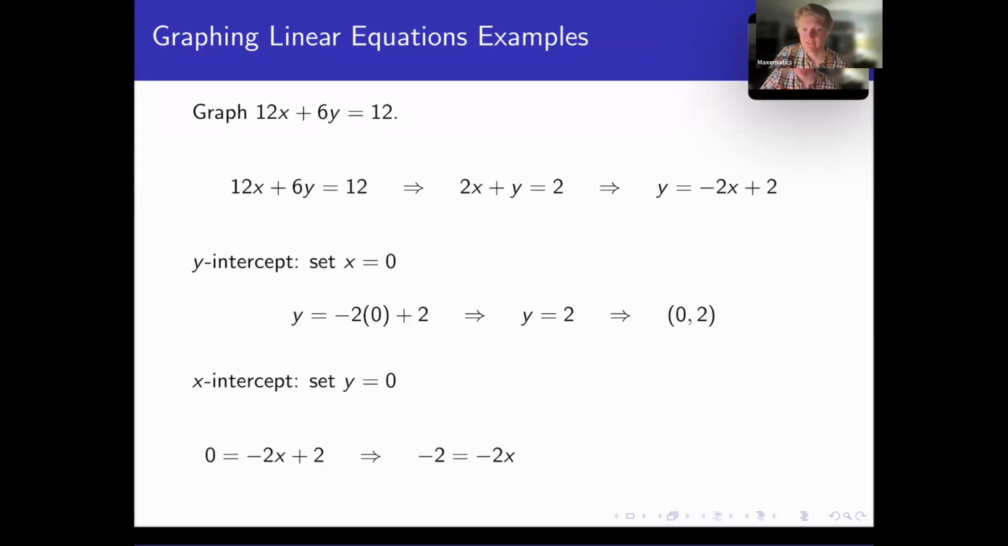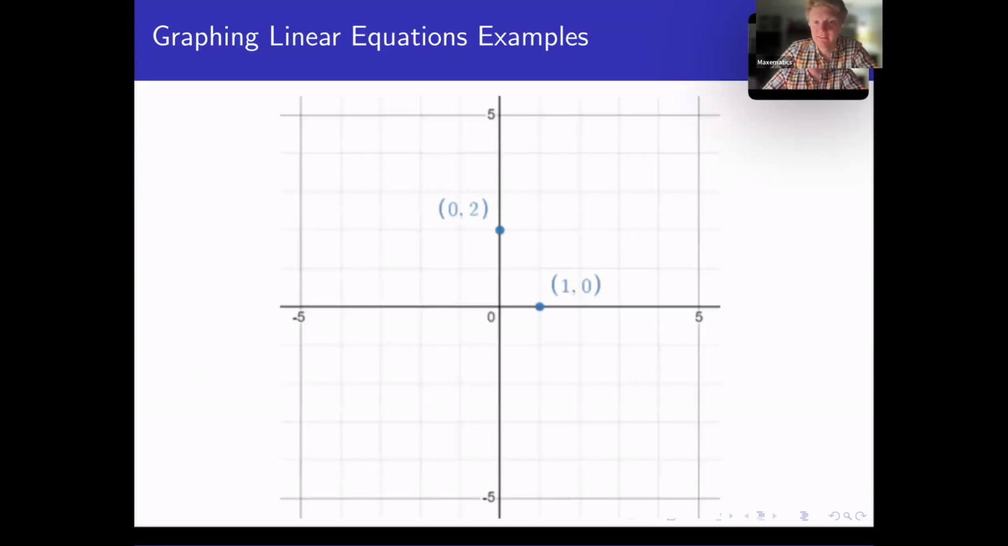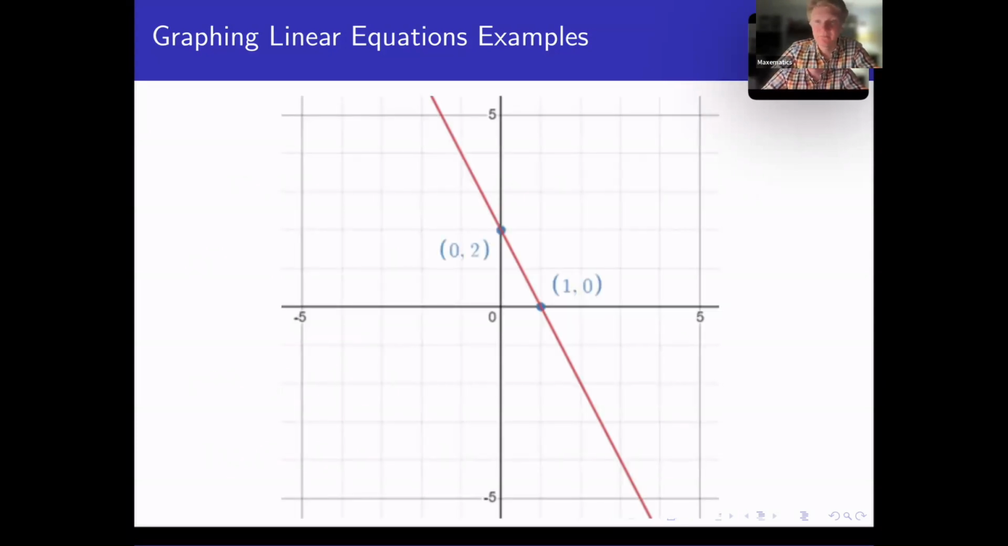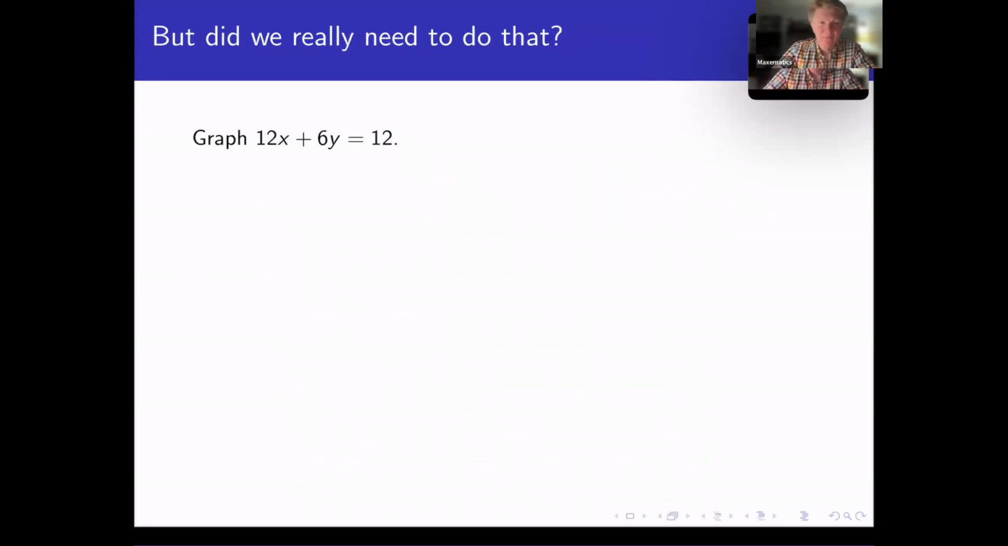X-intercept, we're going to set y equal to 0. So we're going to subtract 2 on both sides. We'll divide both sides by negative 2. So our x-intercept is just 1, 0. So we're going to graph those 2 points and connect them infinitely. Not bad. But we actually didn't need to do that. It was nice to get it into slope-intercept form, but nothing about this said we needed to put it in slope-intercept form. All we care about is graphing the thing.